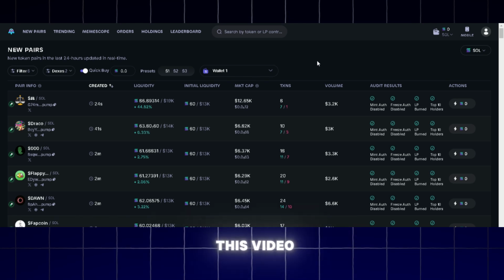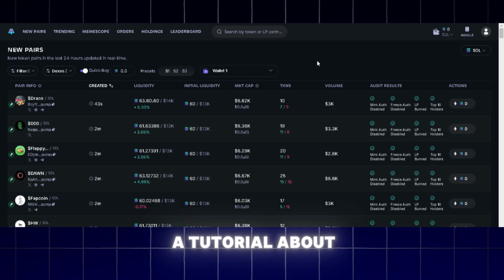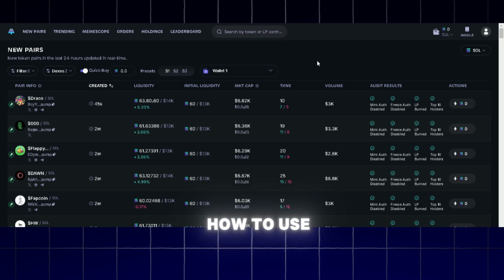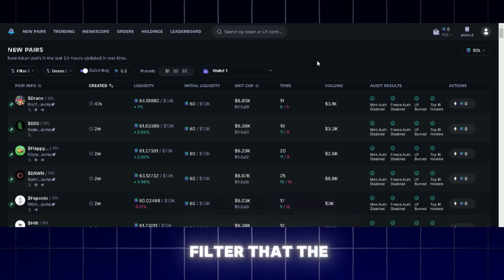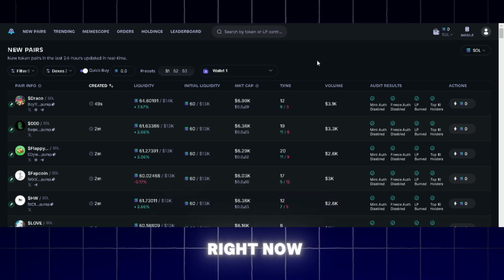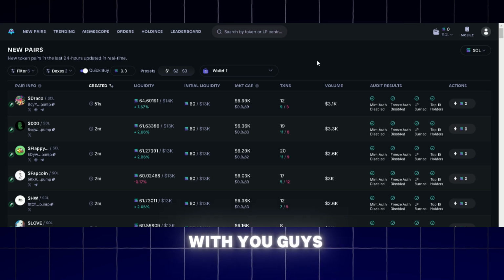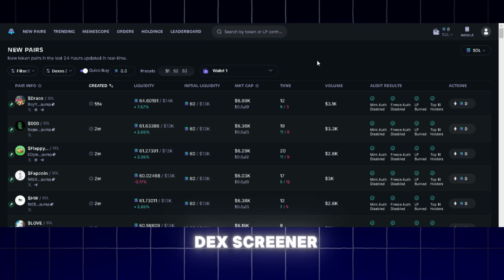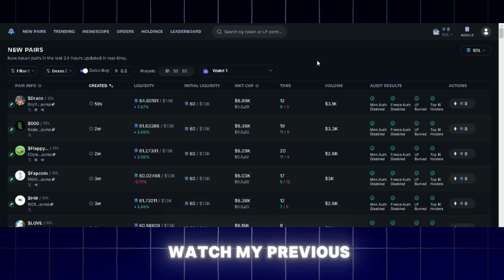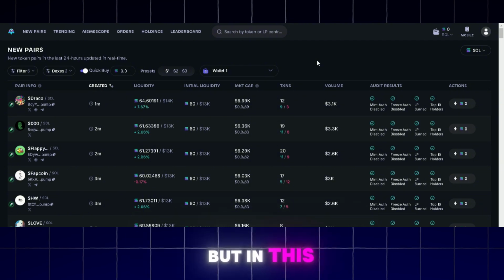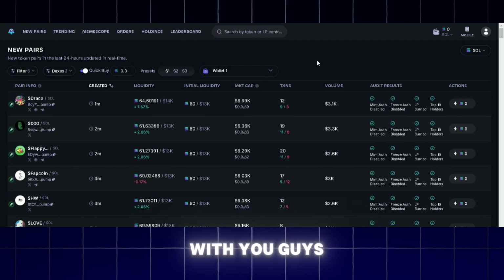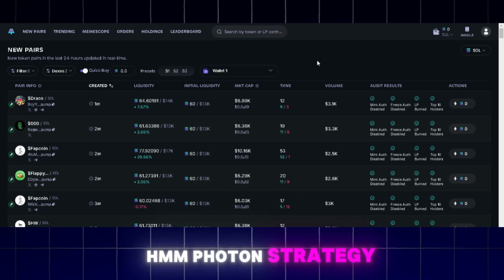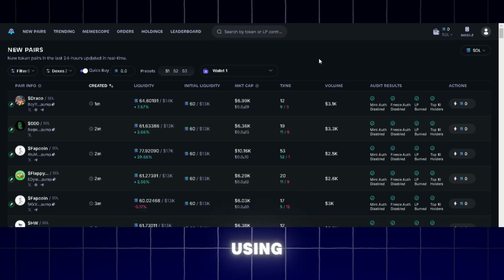Hello everyone, in this video I am going to give you a tutorial about how to use the Photon filter, the filter that the whales are using right now, which I am sharing with you guys. This video is similar to the text screener. I also shared the filter of the text screener; you can watch my previous video, but in this video I am going to share my Photon strategy that I am using.